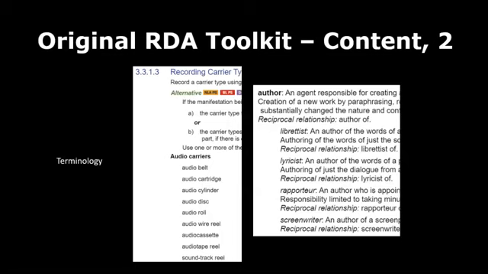There are instances where the content of RDA includes standard terminology to use in the data. Here we can see the carrier type, specifically starting with audio, because it's alphabetically at the beginning.